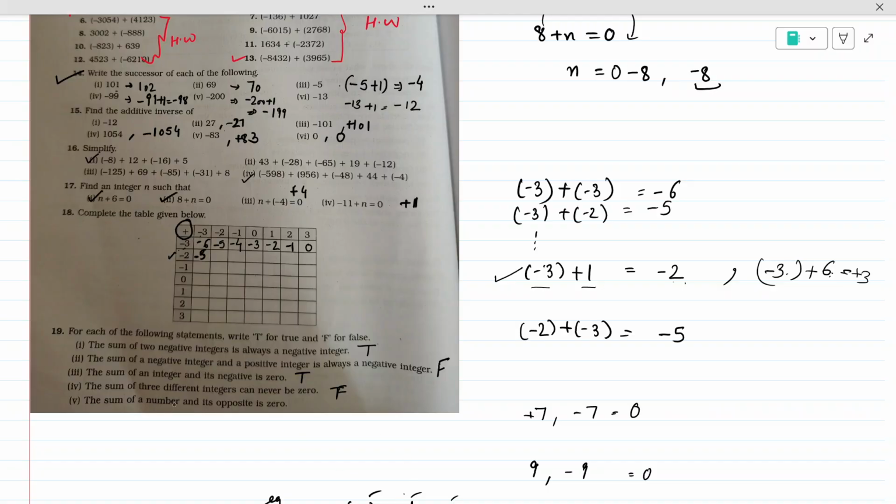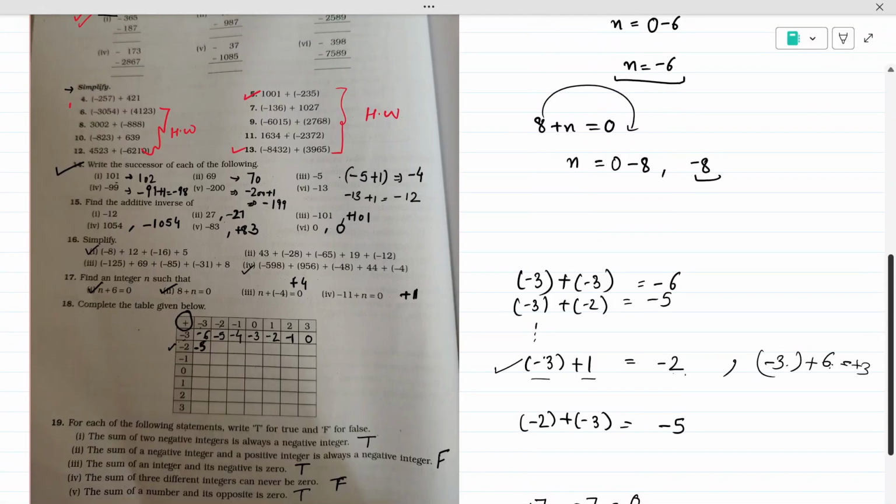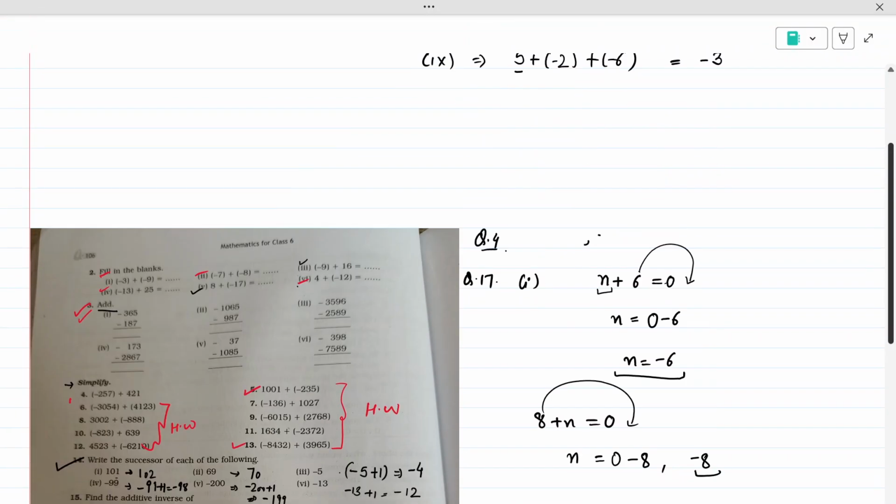Now, the sum of a number and its opposite is 0. This is the same as question number 3. This is also true. So kids, this exercise is completed and you have homework to do.